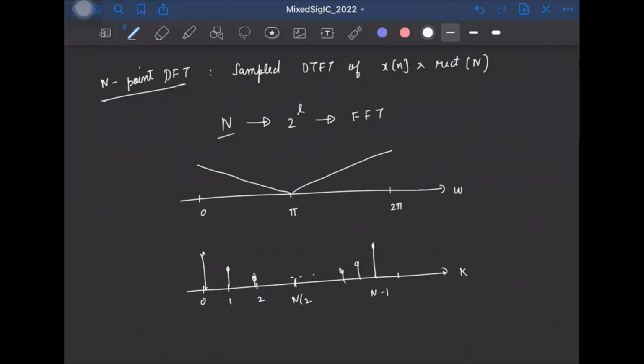These discrete frequency points are called frequency bins. Each frequency, say the kth frequency bin, corresponds to a discrete time frequency of k times 2 pi by N, right? And how does it translate to a continuous time frequency? Well, we know 2 pi corresponds to the sampling frequency, so this is simply k times fs by N.